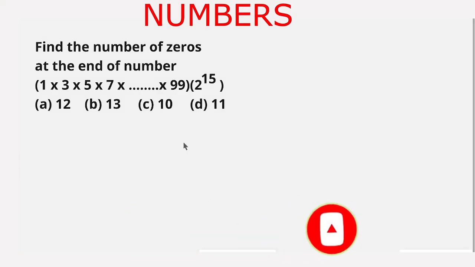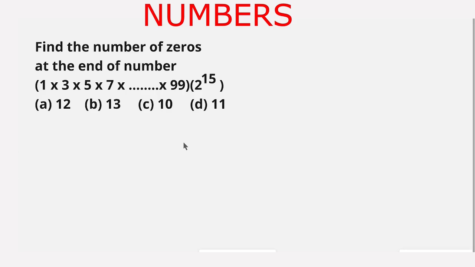In the given number, it is a series of odd numbers 1, 3, 5, 7, and it goes up to 99, and it is multiplied by 2 to the power 15. So for finding the number of zeros, we have to find the number of 5s in the 1, 3, 5, 7 series, and we already have 2 to the power 15. So whatever the power of 5 may be, that multiplied by 2 to the power 15 will provide the number of zeros. So we have to find the number of 5s in the given series 1, 3, 5, 7 up to 99.